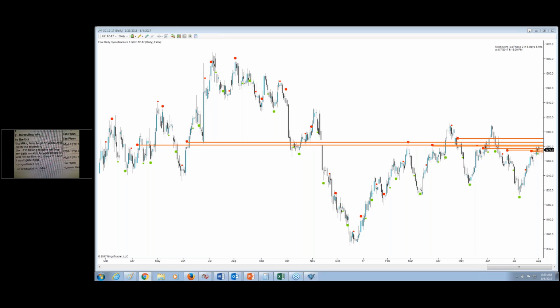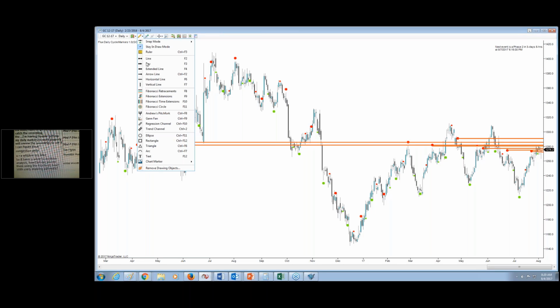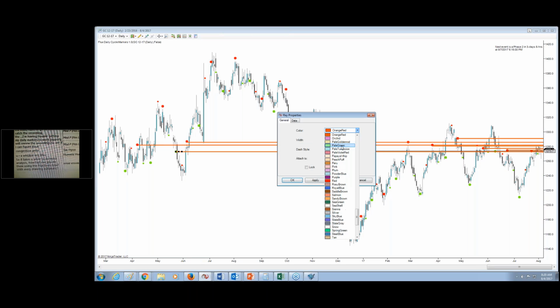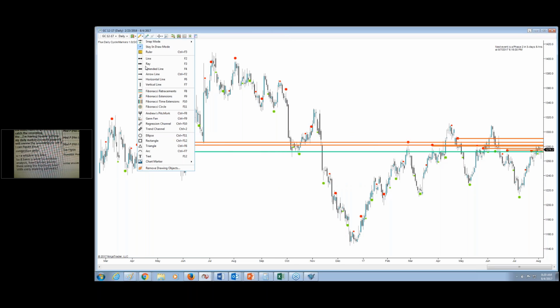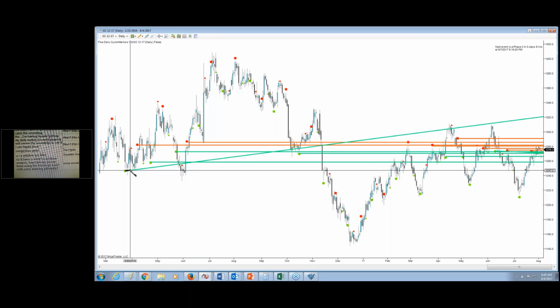So we're seeing that there's a lot of activity in this area. And the other thing we can do, you'll notice there's a lot of green dots here, right? Change this one to green. There's a green dot here. There's a green dot here. There's a green dot here. There's another green dot here and here.